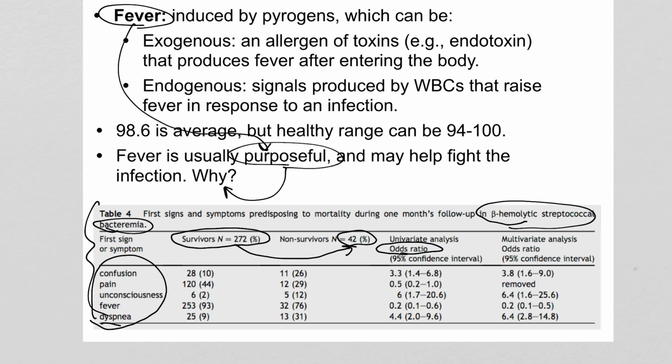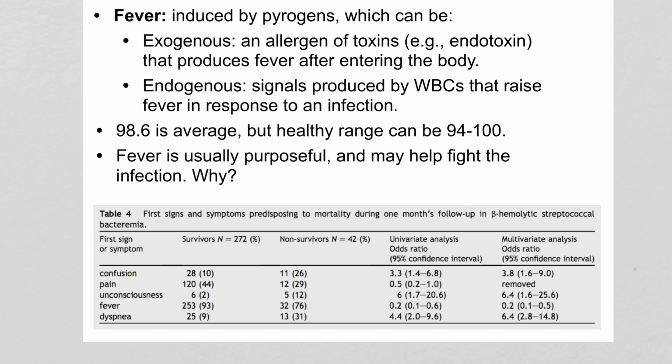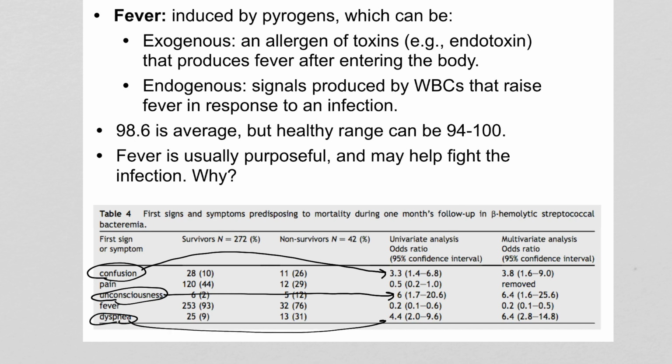And so what we can see from this is people that were confused, an odds ratio of 3.3 means that they were 3.3 times more likely to die than someone that didn't have confusion. Right? Same thing, unconsciousness, even worse, right? 6-fold increase in mortality. Difficulty breathing, also an increase.